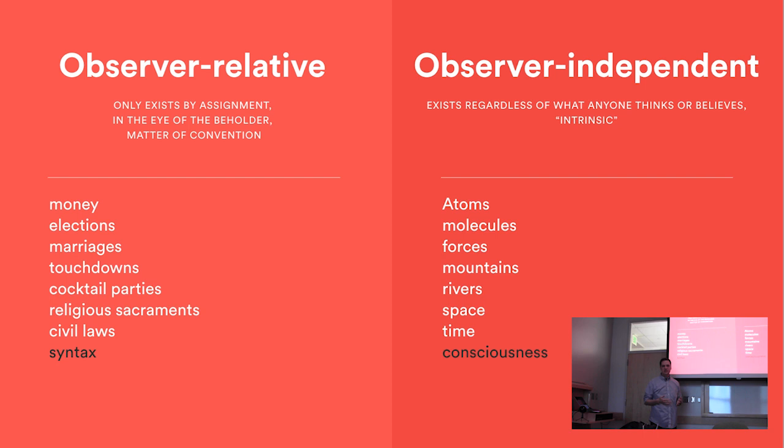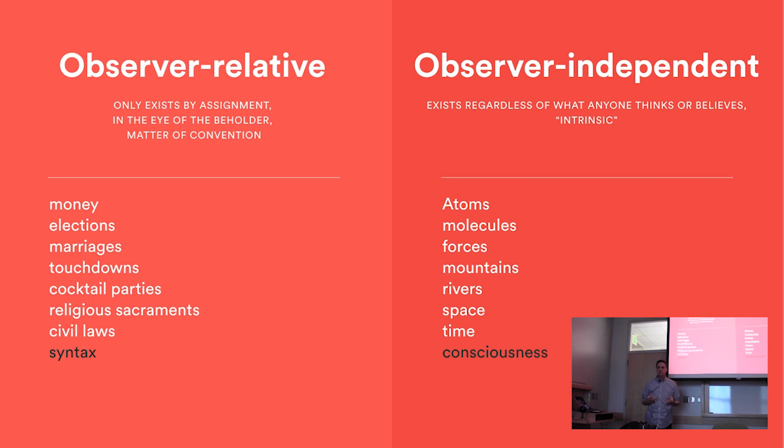Consciousness would disappear if every conscious being disappeared, by definition. But what I mean to say here is that I'm conscious regardless of whether I even believe that I am or not. Okay, so that's what that means. It's an observer relative fact. I also will use this word intrinsic. Consciousness is an intrinsic property, and it means the same thing.